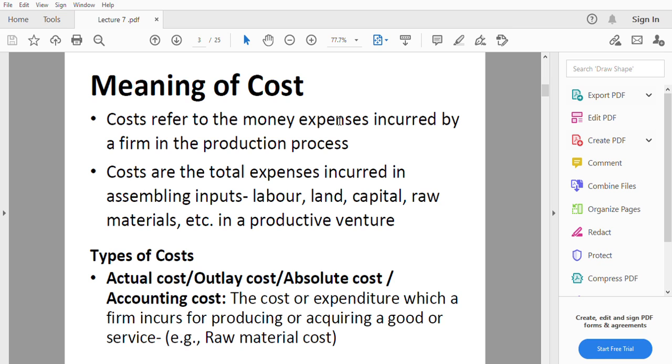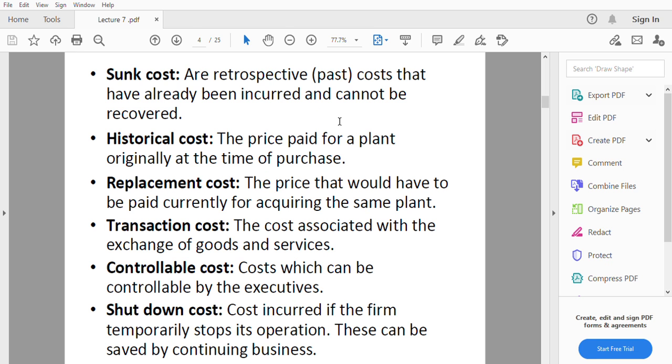But we have different types of cost. Let's look at them one after the other. So we have the actual cost, or also called the outlay cost, or the absolute cost, or the accounting cost. It is the cost or expenditure which a firm incurs for producing or acquiring a good or a service. So if you buy your raw materials, the cost incurred is the actual cost or the accounting cost. The next type is sunk cost. Sunk costs are retrospective cost. That is when you reflect on past costs that have already been incurred and cannot be recovered. That is sunk cost.